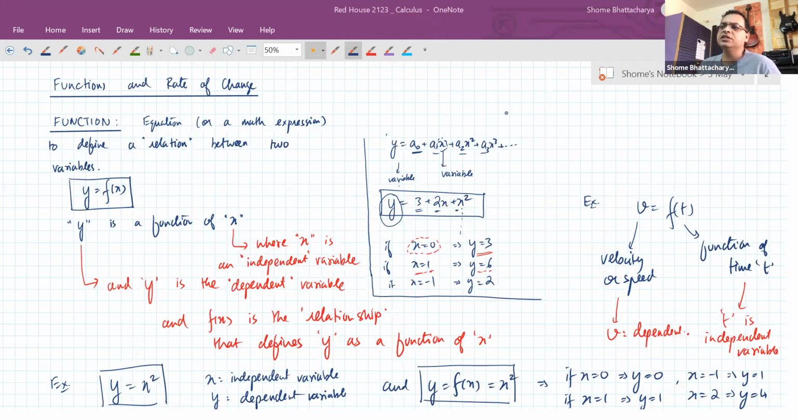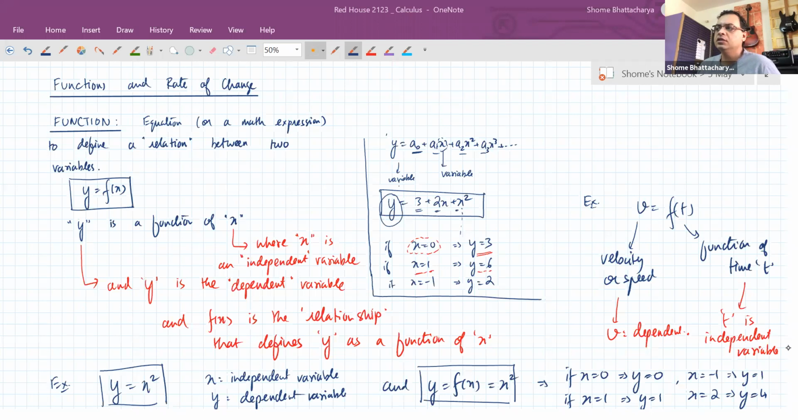So obviously, in a maths equation, if I give you the value of y, you can calculate the value of x from this also. But that doesn't mean that y has become independent and x has become independent. It just means that it's giving you the value of the dependent variable, and from that we can back calculate what is the independent variable.